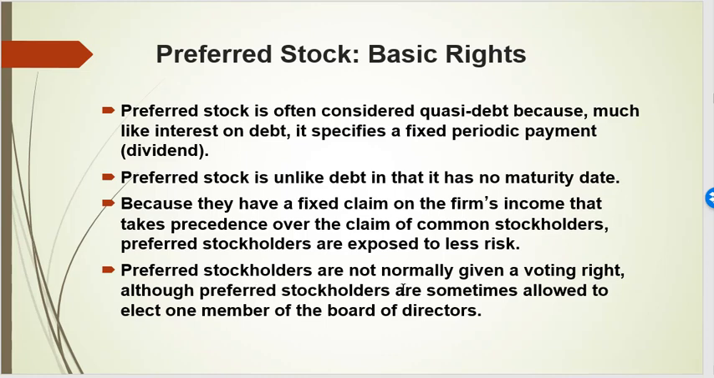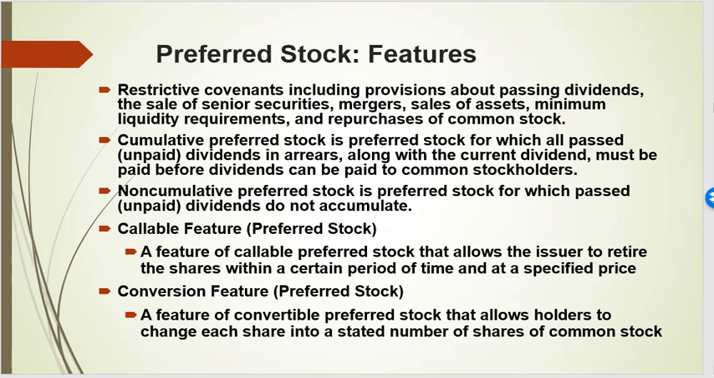Most of the time, preferred shareholders don't vote. Although sometimes they're allowed, the preferred shareholders can have a member on the board of directors, so somebody can be there that acts in their best interest. But in general, they do not vote for anybody on the board of directors or on any issues inside the corporation.